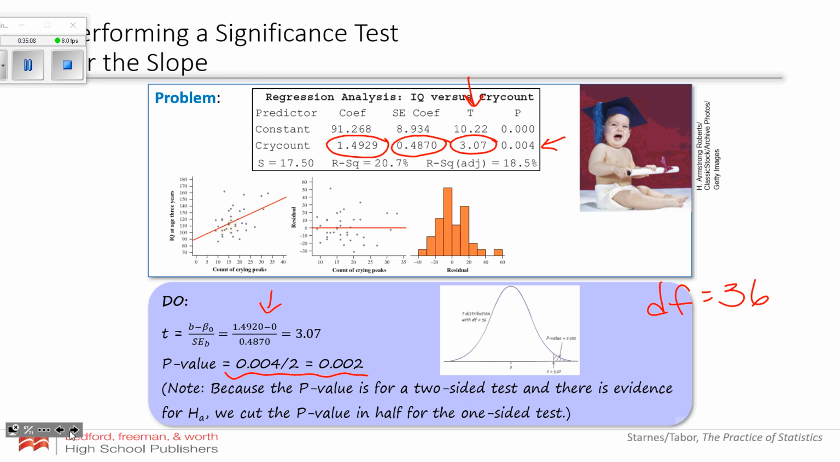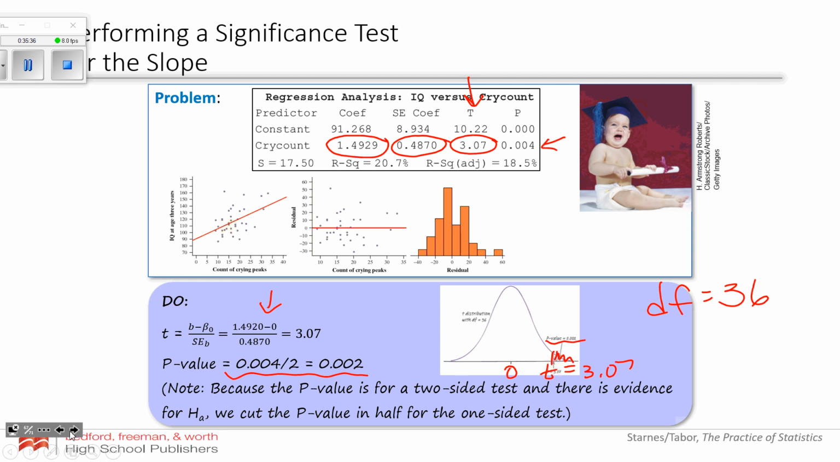So the picture that would go along with this, I know this is very small, I'm sorry, but this is a 0. This says t is equal to 3.07. This is shaded, and then this says p-value equals 0.002 right here. So this is what your picture would look like. So what would your conclusion be? What's your conclusion?